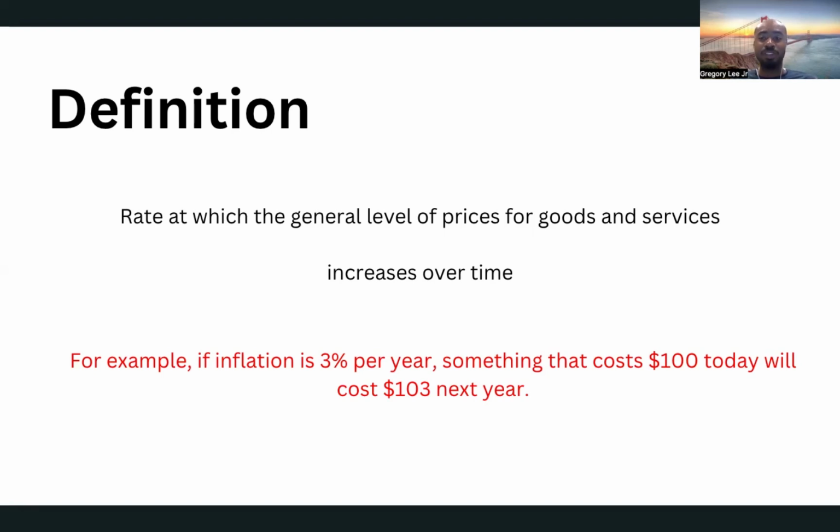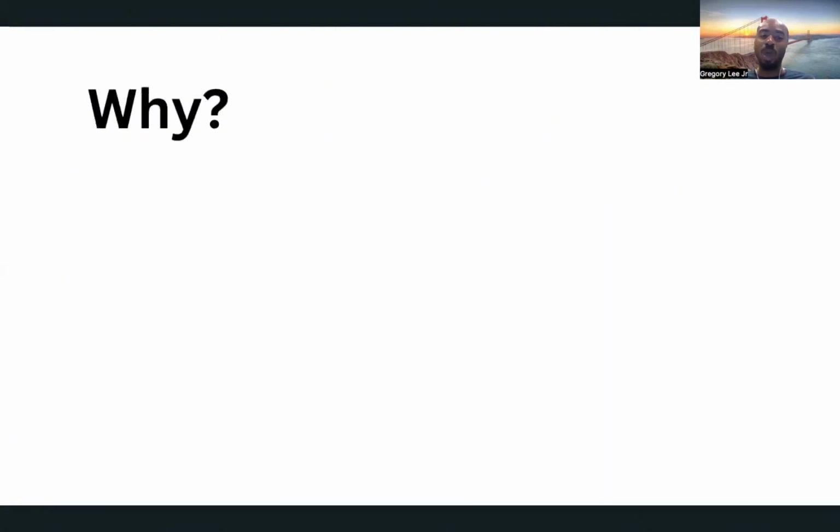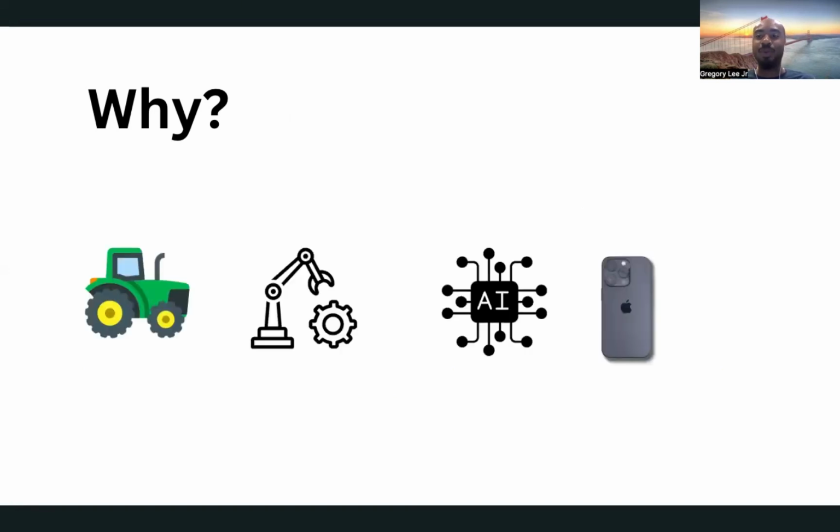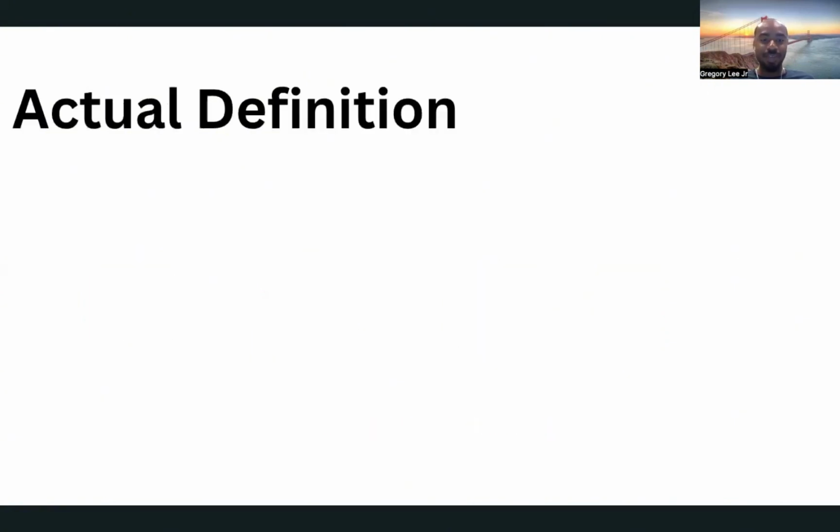But I think it's important for us, in this time in society, to question everything because we have to. Why? If we have tractors, automated manufacturing, AI and supercomputers in our pocket, why are prices going up over time? Prices should be coming down, if anything. Why are prices still rising? So I think it's important for us to look at inflation from a deeper level.